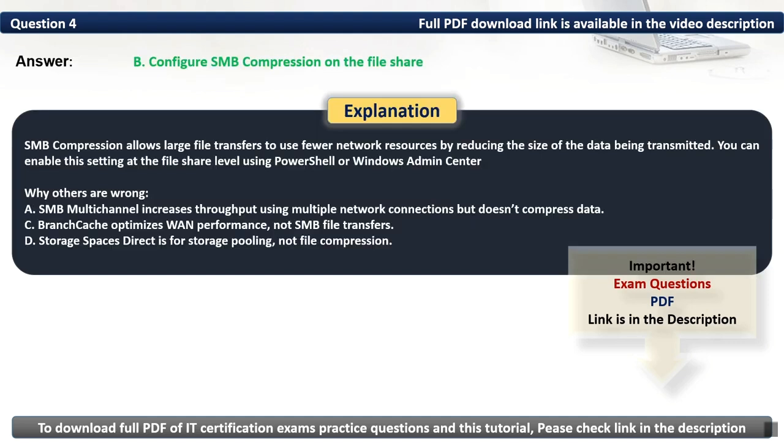SMB compression allows large file transfers to use fewer network resources by reducing the size of the data being transmitted. You can enable this setting at the file share level using PowerShell or Windows Admin Center.